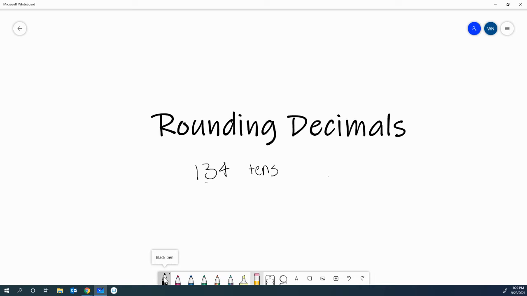I know that the 3 is in the tens place, so I'm going to underline it. My next step is to draw an arrow over the number to the right, because that's the number we're going to look at. We're rounding to the tens place, but we're going to look at the ones place to see how we're going to round it. Remember our saying, 5 or more, raise the score. 4 or less, let it rest. This is a 4.